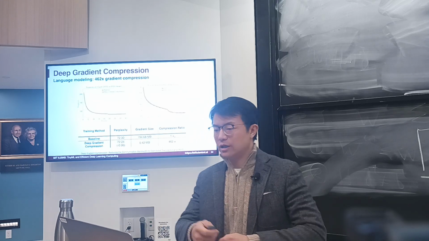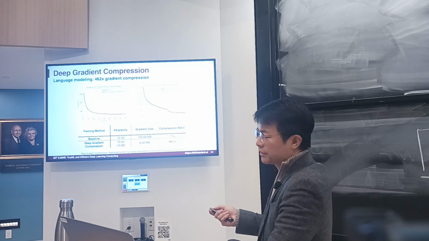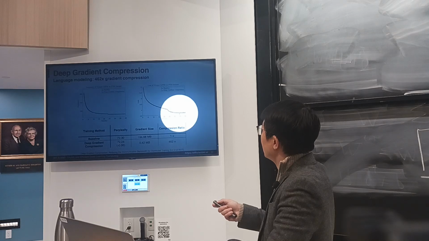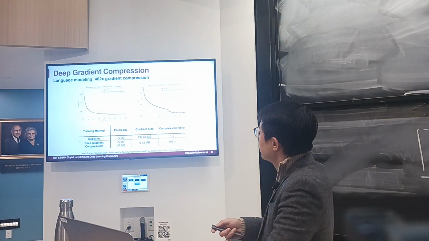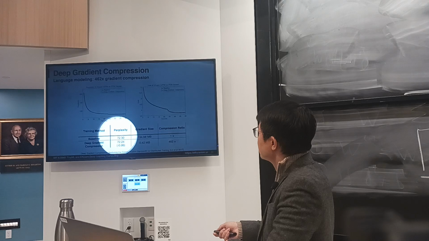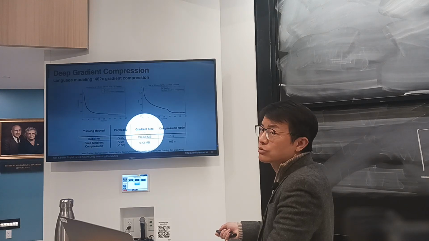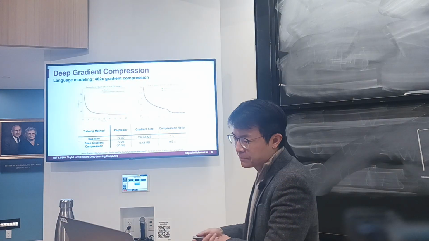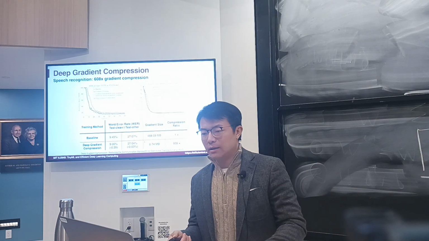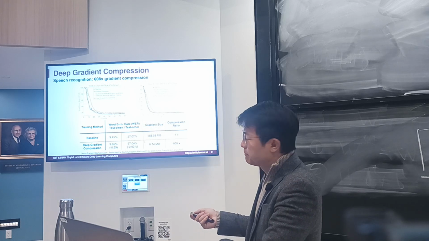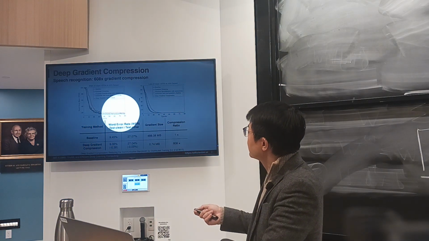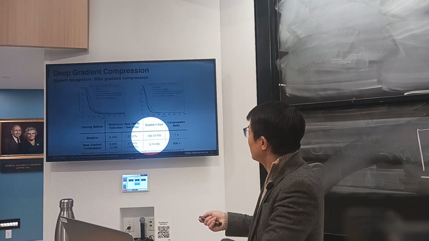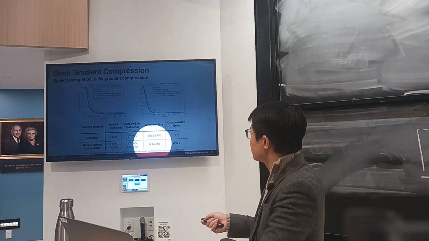Not only on vision, let's also take a look at language modeling. This is comparing the baseline and deep gradient compression for the loss, and this is for the perplexity. The perplexity is very well maintained, but the size of the gradient is reduced from 190 megabytes to less than half a megabyte. And this is for speech recognition. The word error rate is also well maintained versus the loss. Previously, the gradient is 480 megabytes, now it's less than 1 megabyte.